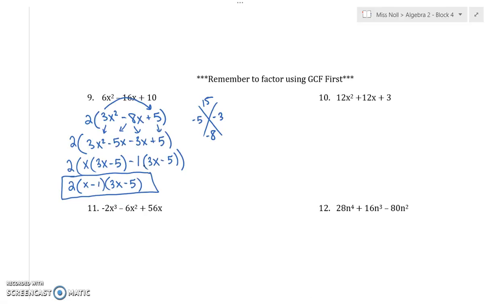And of course you can always redistribute everything to see that this would equal 6x squared minus 16x plus 10. But what I was going to say is on number 11, notice that we have a negative out in front. You do not want your a term, the one in front of x squared, to ever be negative. It just makes factoring extremely complicated. So you always want to factor out a negative if that's the case.